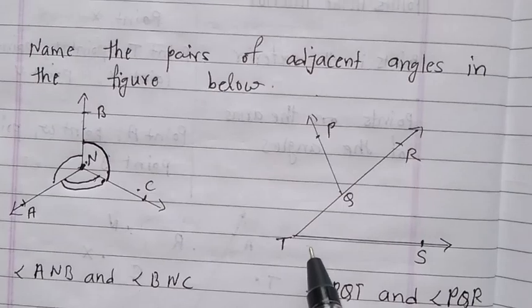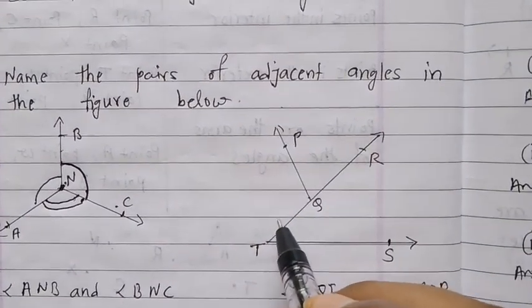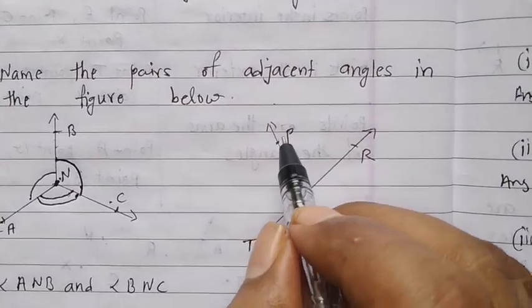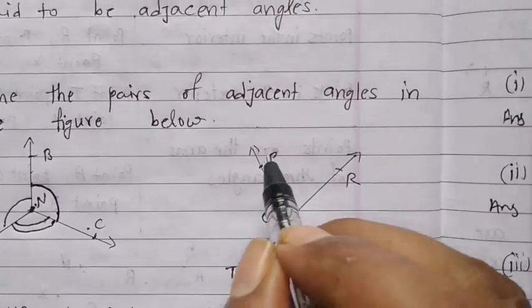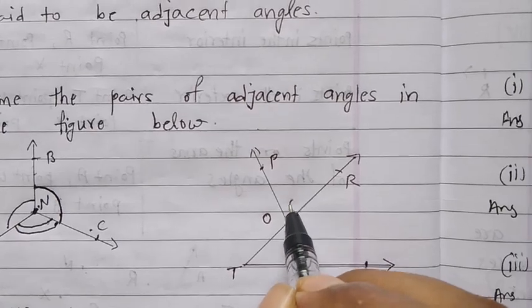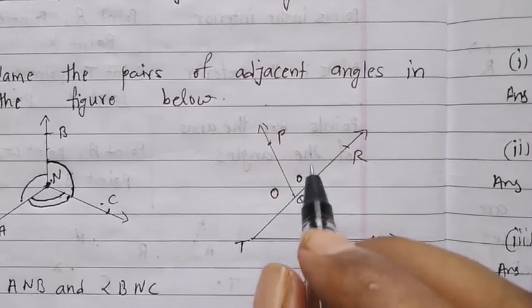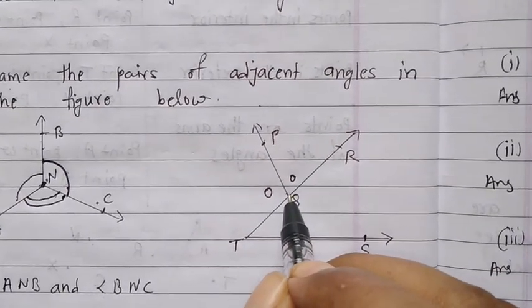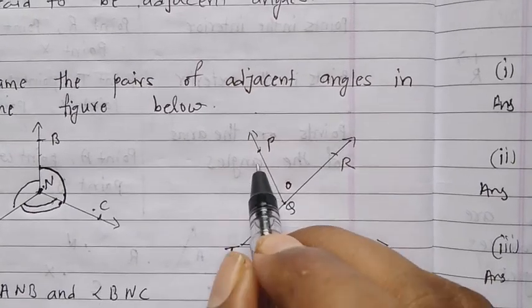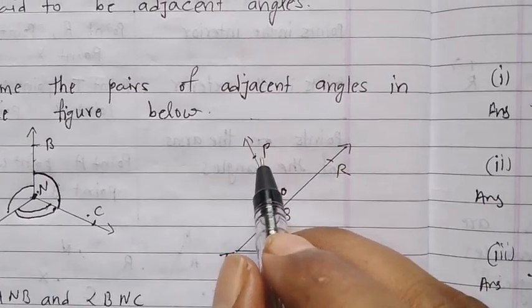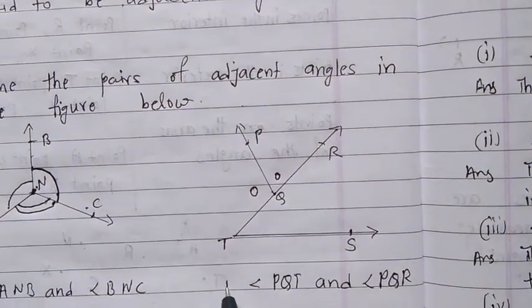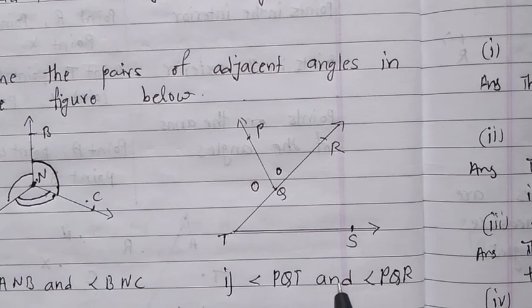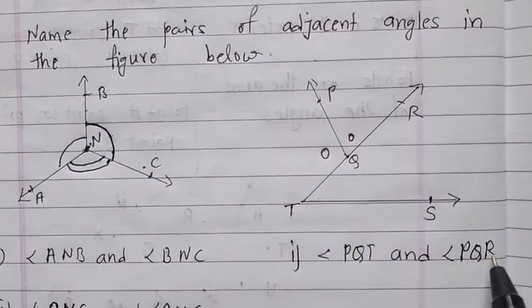Now come to the next figure. In this figure, which ones are the adjacent angles? We have to consider angle PQT, this angle, and angle PQR. Why? Because here Q is the common vertex and QP is the common arm. So here there is only one adjacent pair: angle PQT and angle PQR.